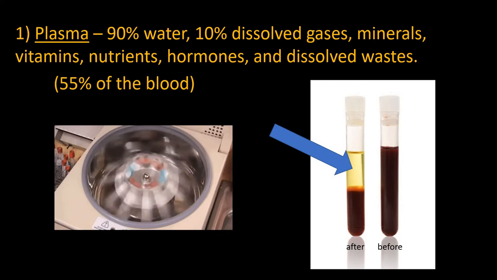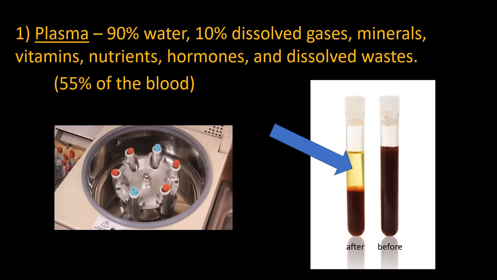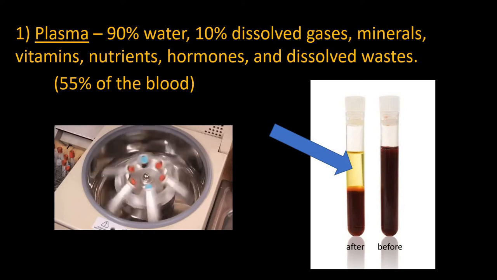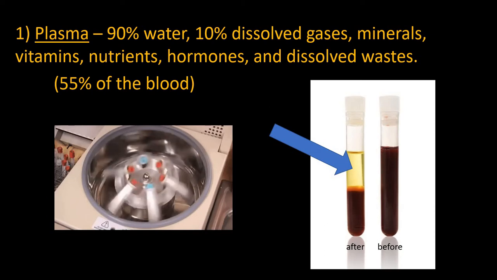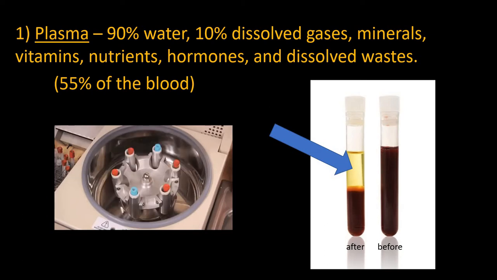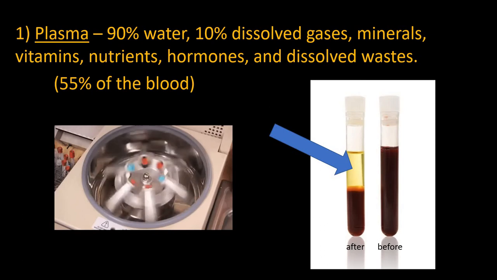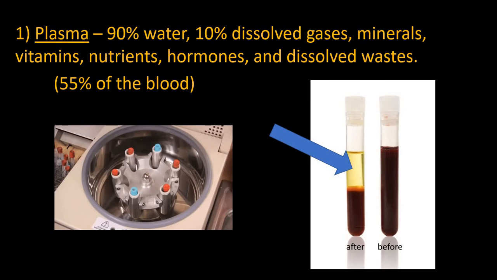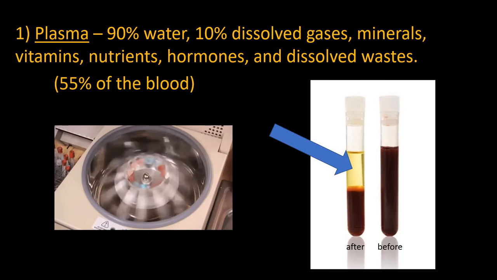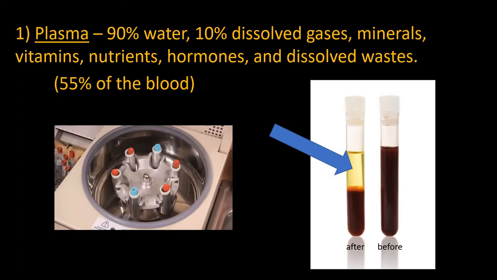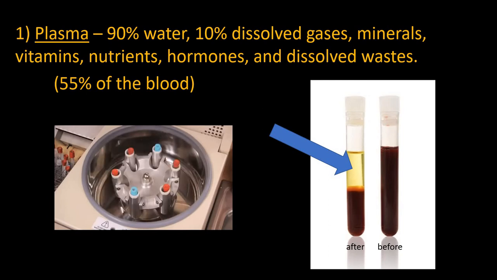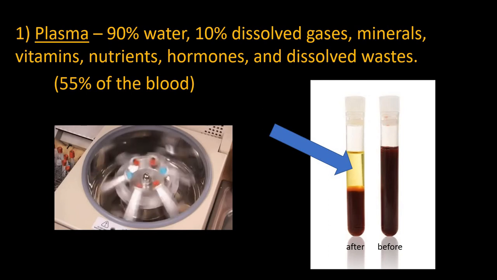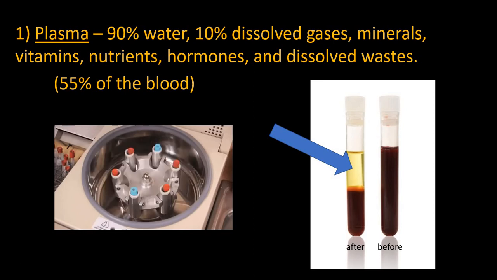Okay, now the plasma itself is 90% water, as you would imagine. It has about 10% dissolved gases, including things like carbon dioxide and oxygen, as mentioned. You have minerals, things like salts, potassium, vitamin C, which actually is a mineral. You have vitamins that include D and all your B vitamins and all the list that there is.